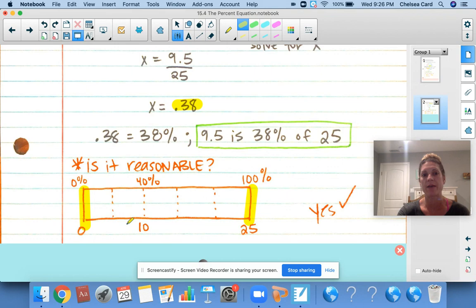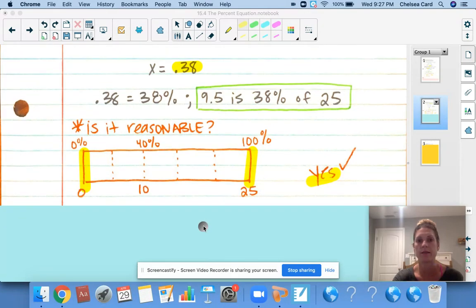And then we have 5, 10, 15, 20, 25. So 40% is about 10. Well, 40% is 10 of 25, okay? And 38% is really close to 40%, and 9.5 is really close to 10. So our answer is yes, that's reasonable, that checks out. So our answer makes sense.